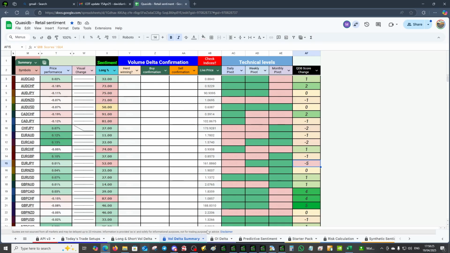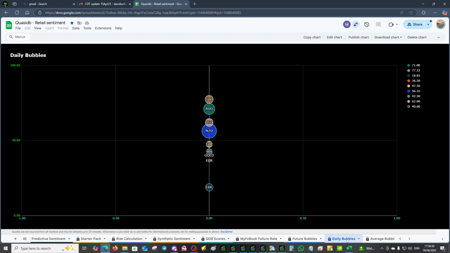And also just quickly look at the bubbles as well while we're here. Yeah, daily bubbles. So the yen is down here. We are in the buy section with gold and the euro and the Swiss and the pound. This is the bull bear divide. Anything down here is a buy, anything up here is a sell.